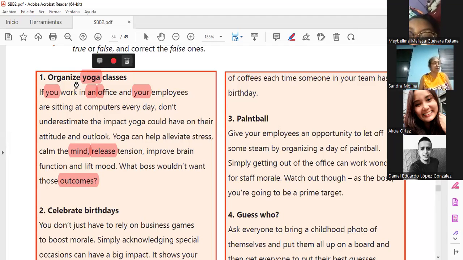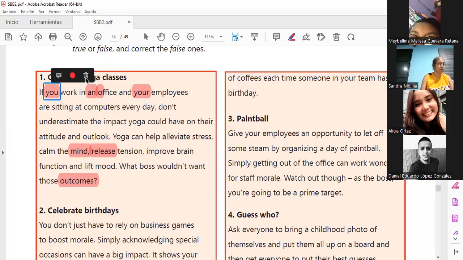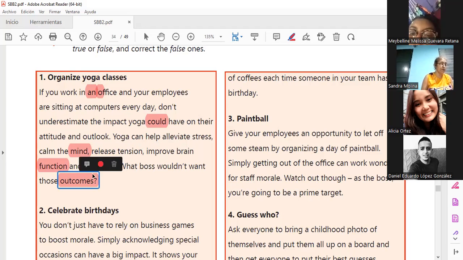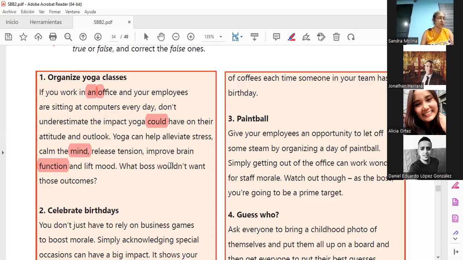Organize yoga classes. If you work in an office and your employees are sitting at computers every day, don't underestimate. I forgot, teacher. Read it as it is, only the last part is different. Underestimate the impact yoga could have on their attitude and outlook. Yoga can help alleviate the stress, calm the mind, release tension, improve brain function, and lift mood. What boss would want those outcomes?